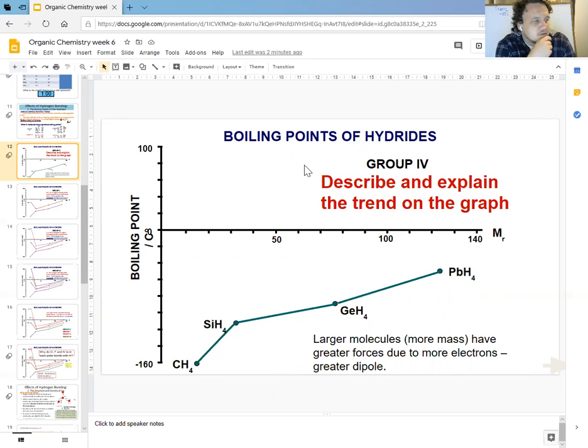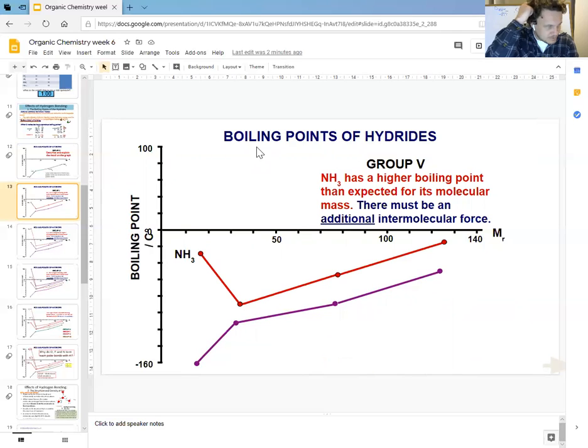So this is what should happen. You increase the molecular weight and the boiling point increases, and that's because there are more electrons present for those interactions to occur between. So that's what it should look like. This is in group 4. Large molecules have greater forces due to more electrons, so they have a greater dipole.